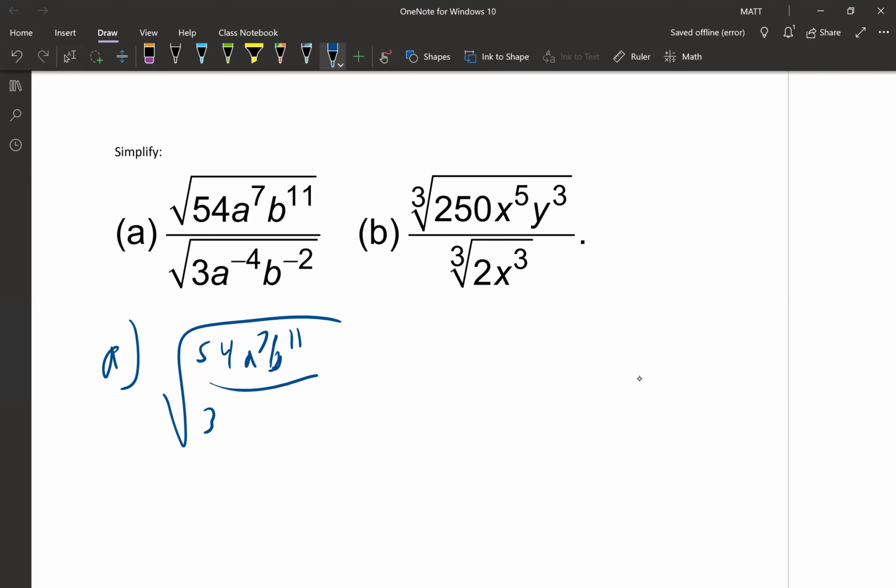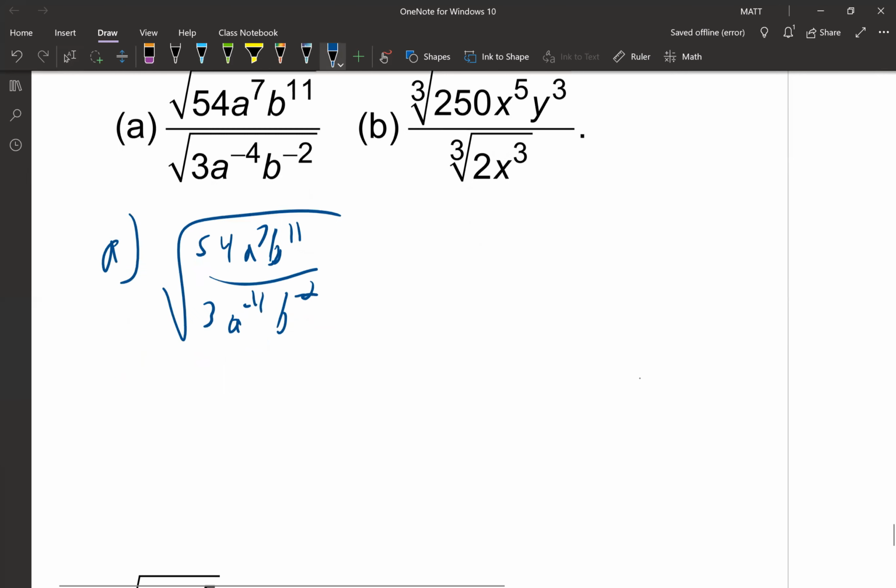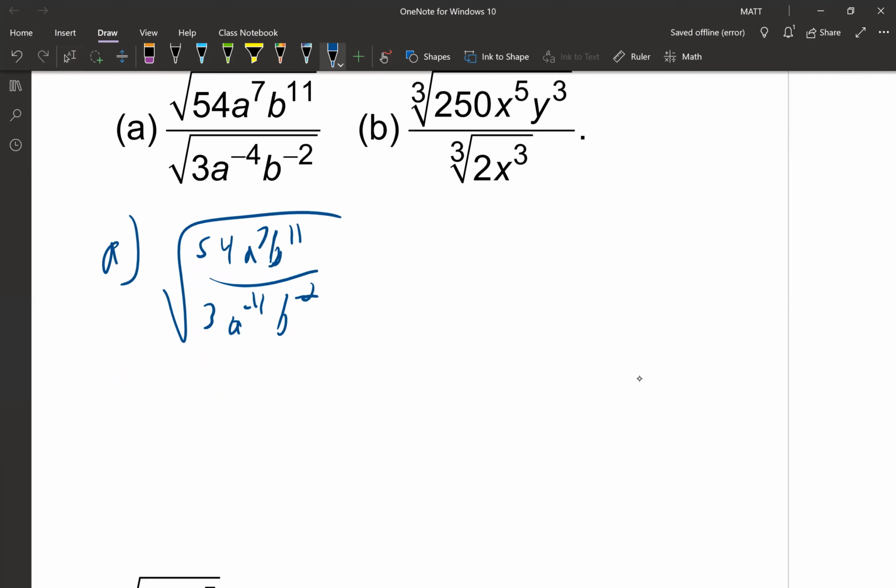Okay? So 54 divided by 3, we get what, 18? So we get 18 when we divide our coefficients, so 18. Remember when we have some exponent divided by another one with the same base, we subtract the exponents, right? So we have 7 minus a negative 4. So a to the 7th minus a negative 4. And then same thing with b, we have b to the 11th minus a negative 2. That's all square rooted still.